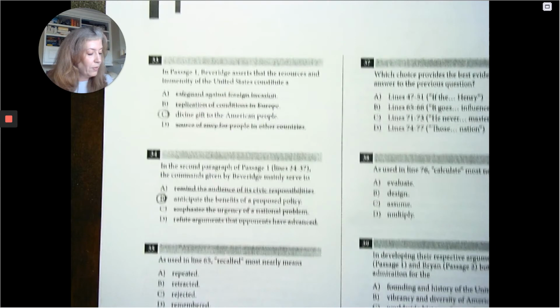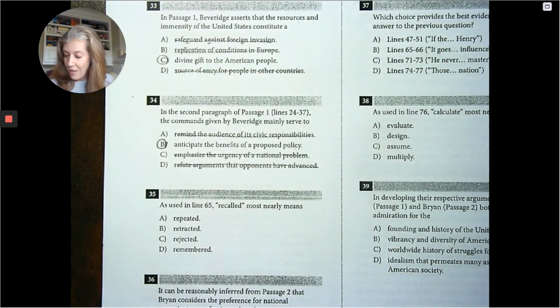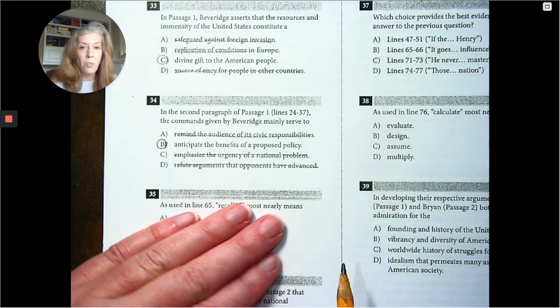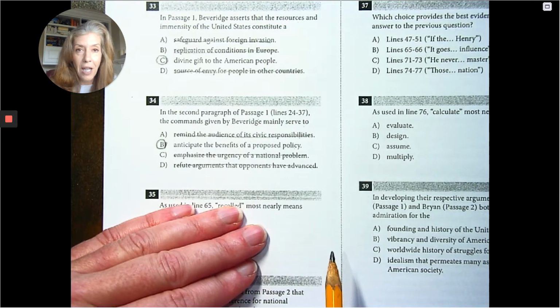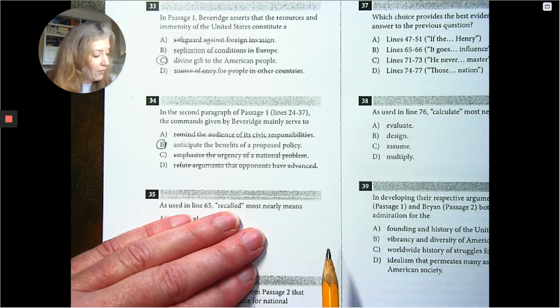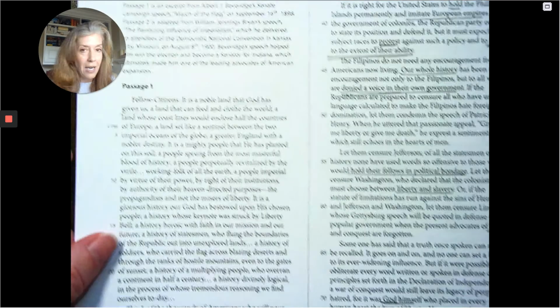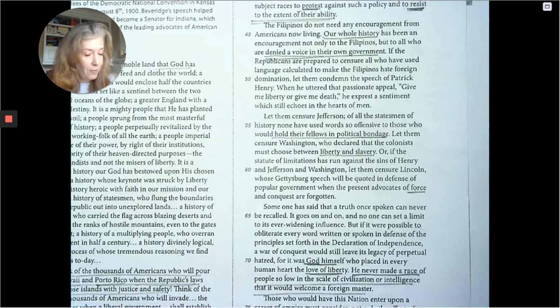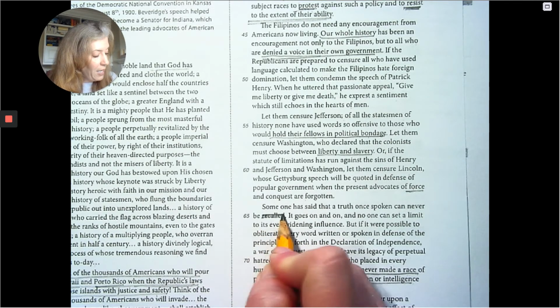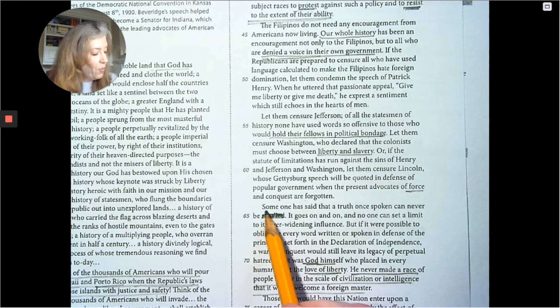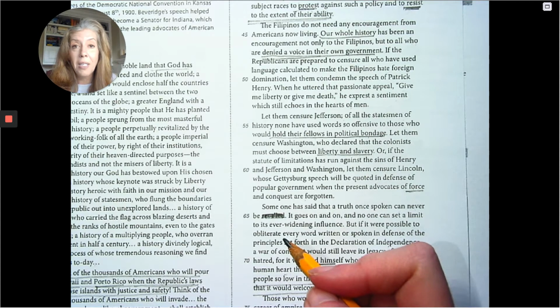Our favorite: recalled, as used in line 65, most nearly means. Remember, we're going to completely cover that up, not fall in love with any of the answer choices that are given to us. Recalled, go back into line 65, look for the word recalled, get rid of it completely, so it's erased. Someone has said that a truth once spoken can never be. We want a very simple logical word to take its place. How about taken back?